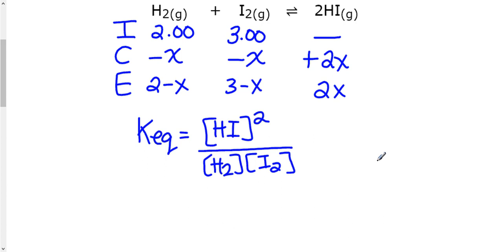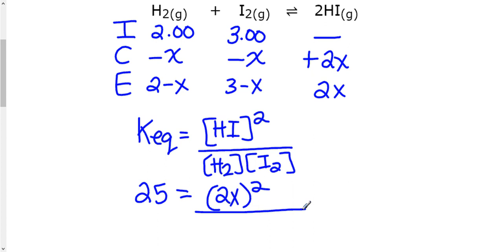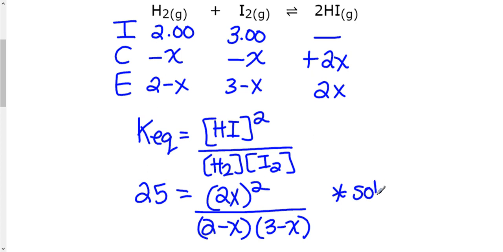Next, what you're going to do is fill in your equilibrium concentrations and the KEQ. So back in the question, the KEQ was 25. That was given to us. 2x, that's going to go on top. And then on the bottom, 2 minus x and 3 minus x. And again, at this point here with the star, all you need to do is solve for x. All math until the very end when we have to summarize what x means.